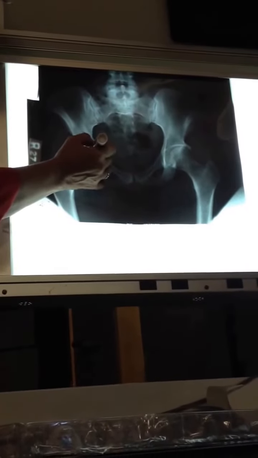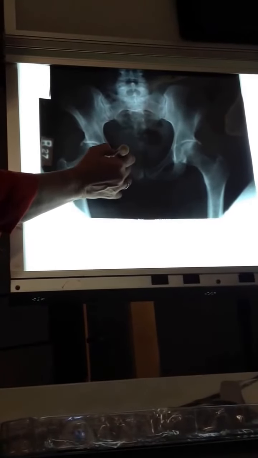Okay. So in here, okay, because we've got the iliac spine there, which you can't see really well. Okay. But this part is the what?